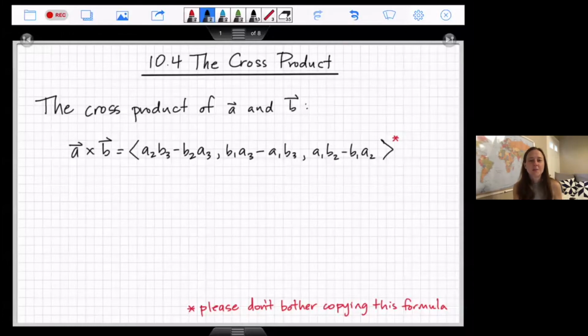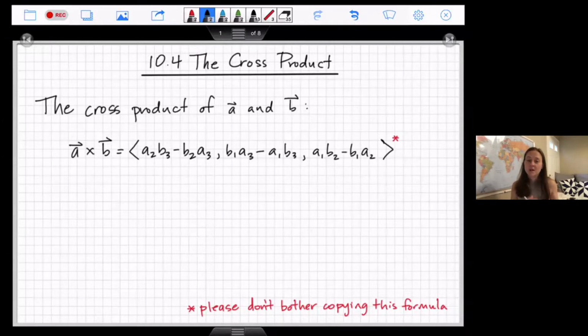So in section 10.3, we learned how to multiply two vectors together to get the dot product. That was called the scalar product because the result was a number, just a scalar. Section 10.4 is on the cross product. It's a second way to multiply two vectors together, and it's sometimes called the vector product because the result is going to be another vector.